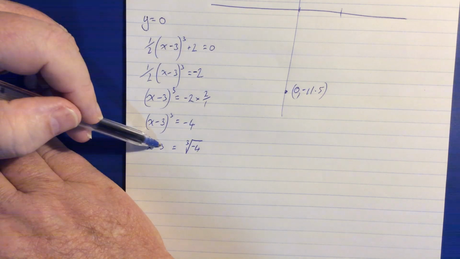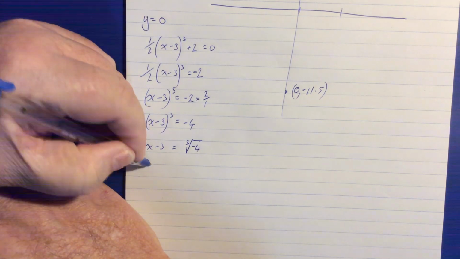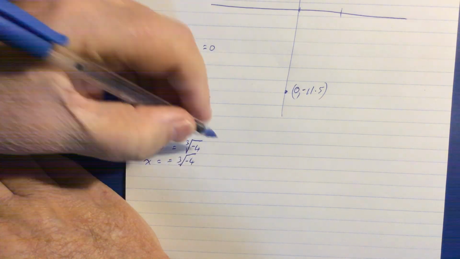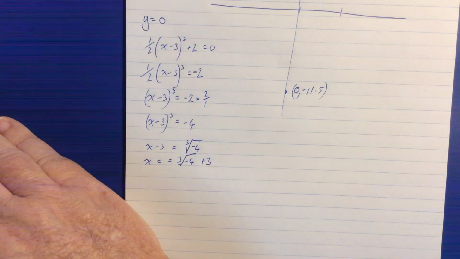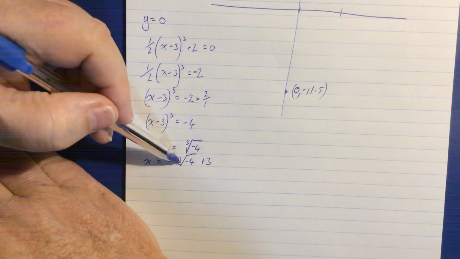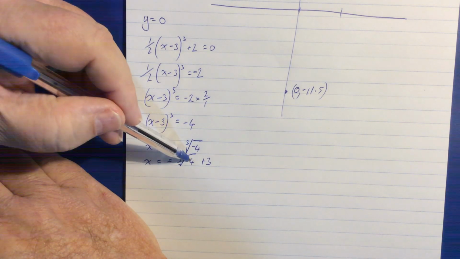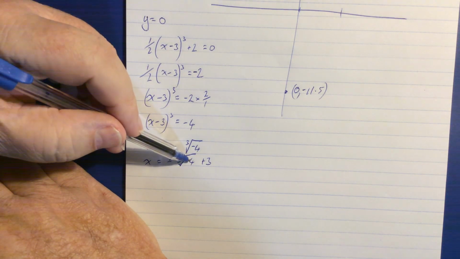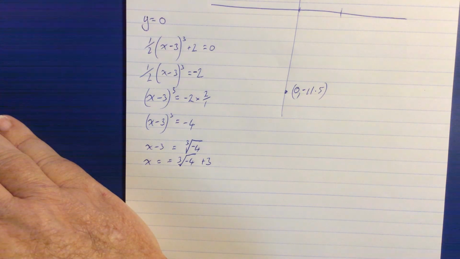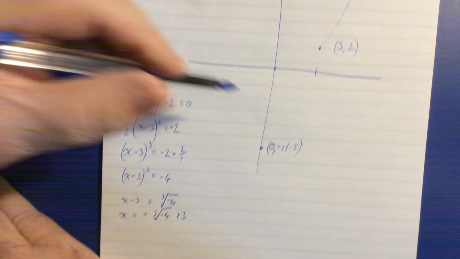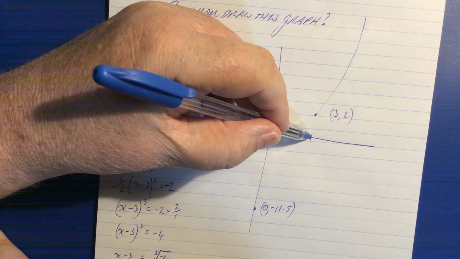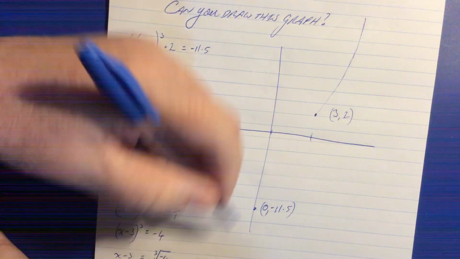Now we can move this 3. So that is going to give us x is equal to the third root of negative 4 plus 3. And what we know is that this is going to be a negative number. The third root of a negative number is negative. The third root of 4 is going to be something less than the square root of 4, but it is still going to be negative. And so we are comfortable with that because we know that that is going to be less than 3 when all of this is added up.